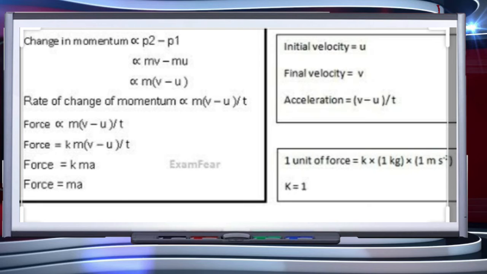The SI unit of mass is kilogram and the SI unit of acceleration is meter per second square. The unit of force is so chosen that the value of constant k becomes 1. For this, 1 unit of force is defined as the amount that produces an acceleration of 1 meter per second square in an object of 1 kilogram mass. Thus, the value of k becomes 1. So, F = ma.